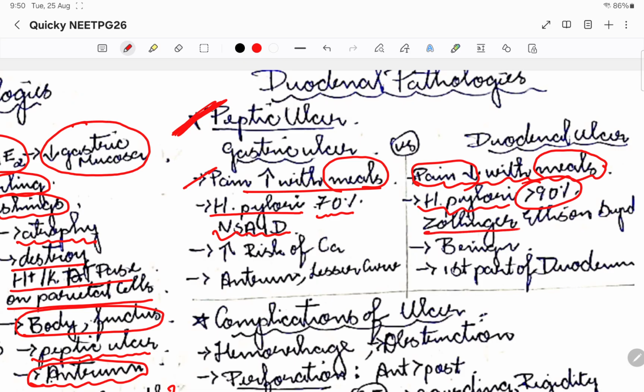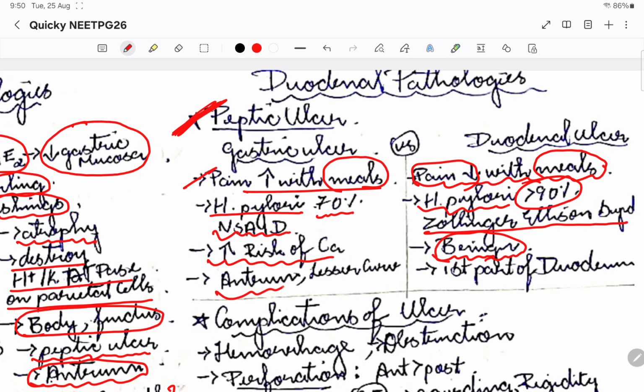Then there is something called Zollinger-Ellison syndrome, which is a gastrinoma cancer that might lead to duodenal ulcer. Then there is increased risk of cancer. Just now we discussed it, the intestinal type of cancer might occur with respect to H. pylori. With respect to duodenal ulcer, it is going to be benign, so there is no risk of cancer.